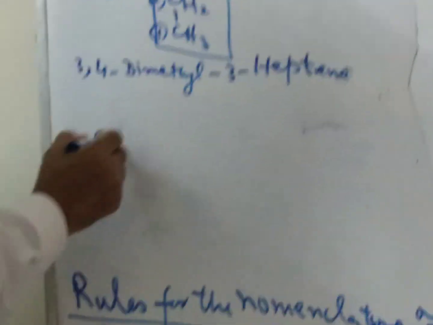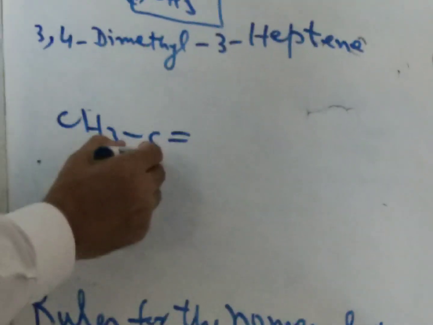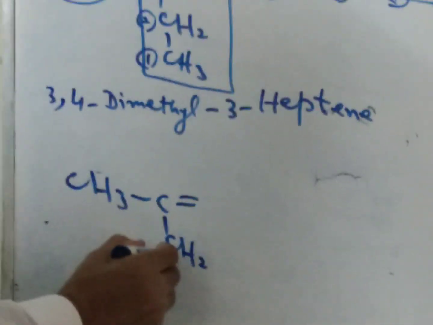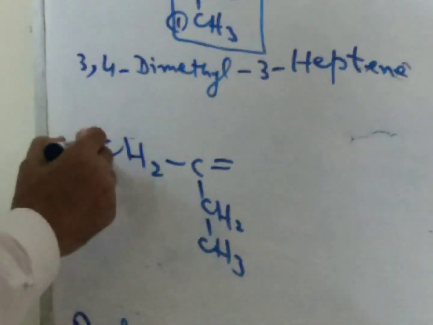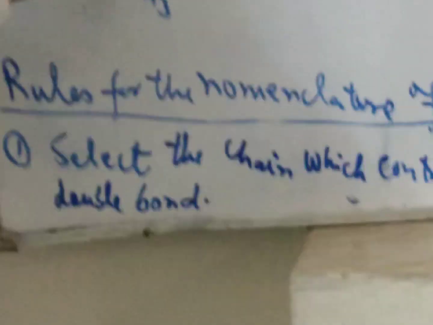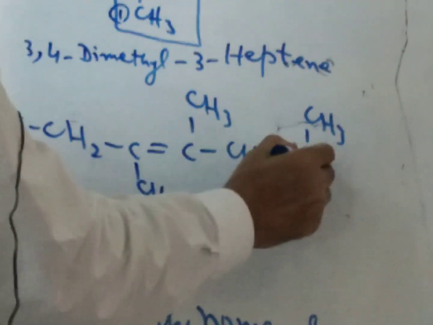Now another example, CH3 double bond CH2. This is the CH3, CH3. This is the C. This is the CH3, CH2, CH3. This is the CH3. This is the H. This is another compound.